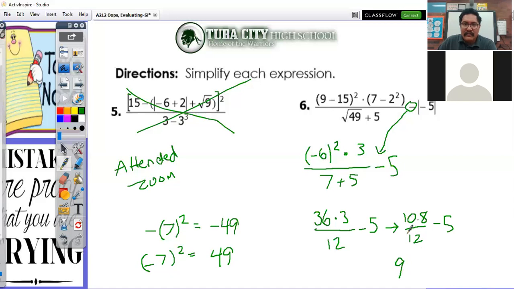Or the answer from this one, what I should call the quotient. The quotient from here is 9 minus 5, because we're still subtracting 5. 9 minus 5 in this case is 4. And we are done with that one.